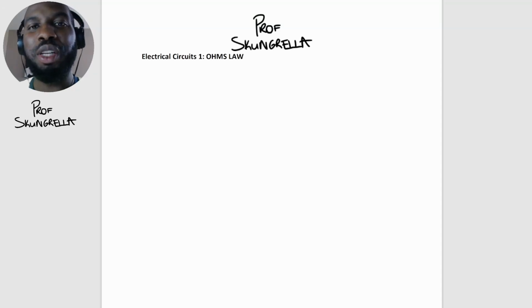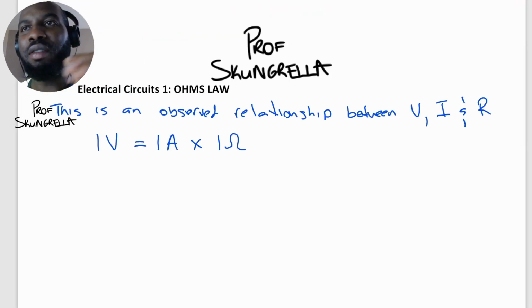It's an observed relationship between current, voltage, and resistance. So this is where we'll start. If we had a voltage of 1 volt and the current was actually measured to be 1 ampere, then the resistance would be 1 ohm.